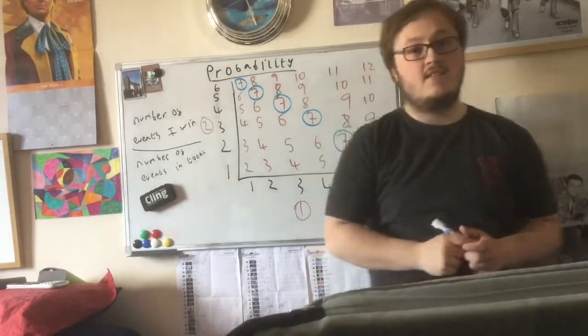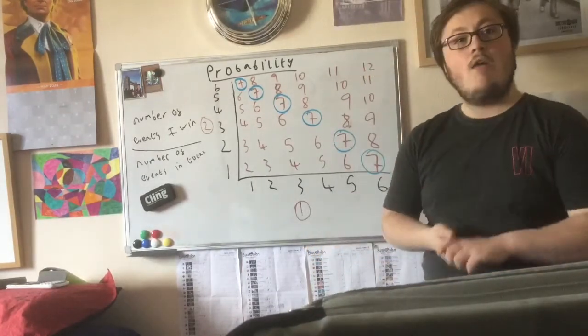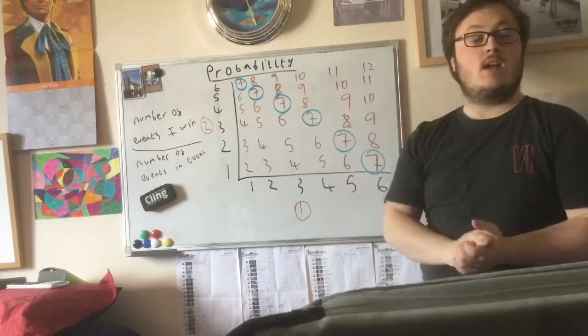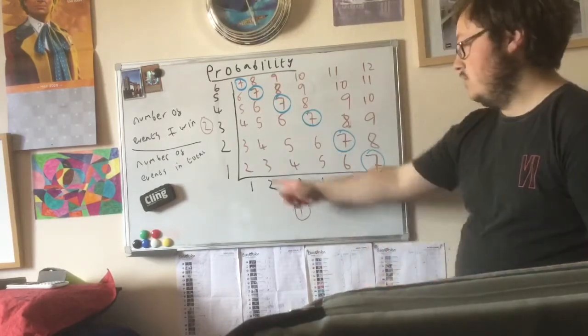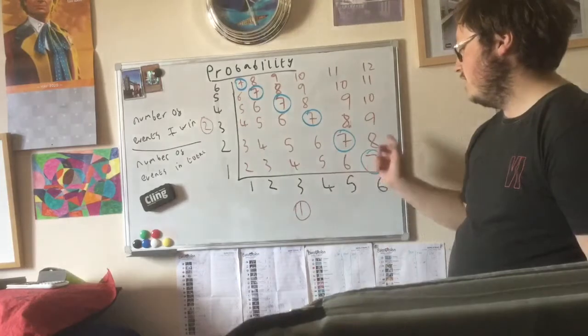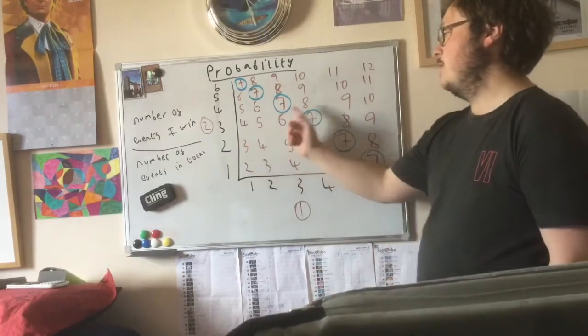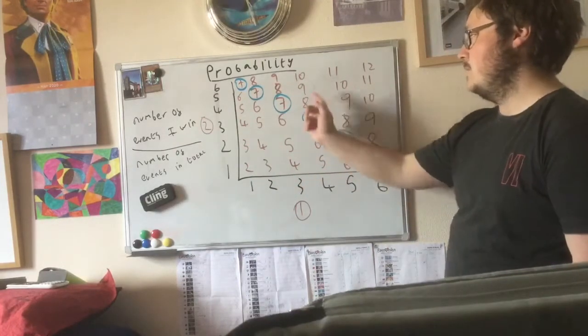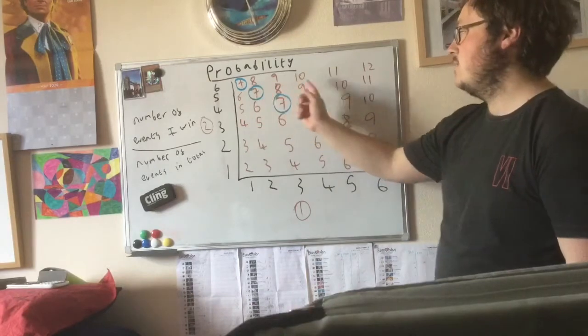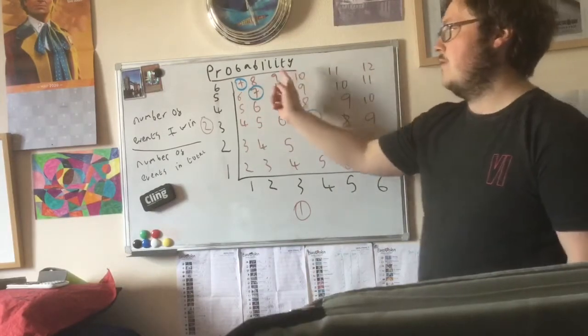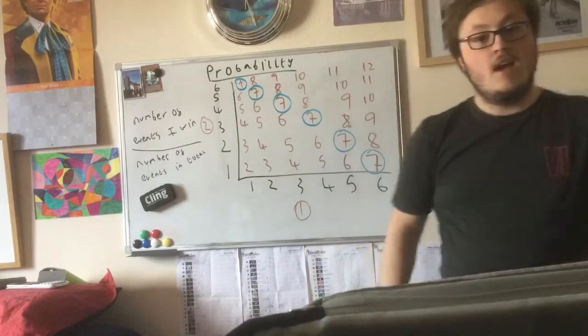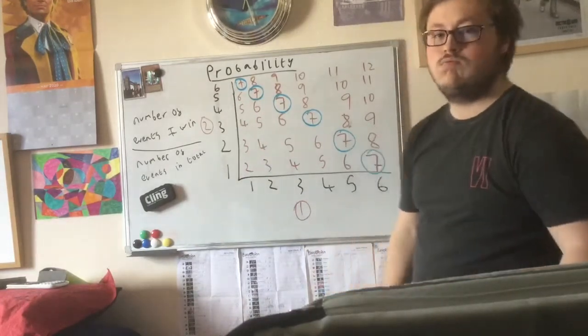There's 6 7s on there. How many outcomes are there? Well, there's 1, 2, 3, 4, 5, 6, 7, 8, 9, 10, 11, 12, 13, 14, 15, 16, 17, 18, 19, 20, 21, 22, 23, 24, 25, 26, 27, 28, 29, 30, 31, 32, 33, 34, 35, 36 different outcomes, all in one breath. Blimey.